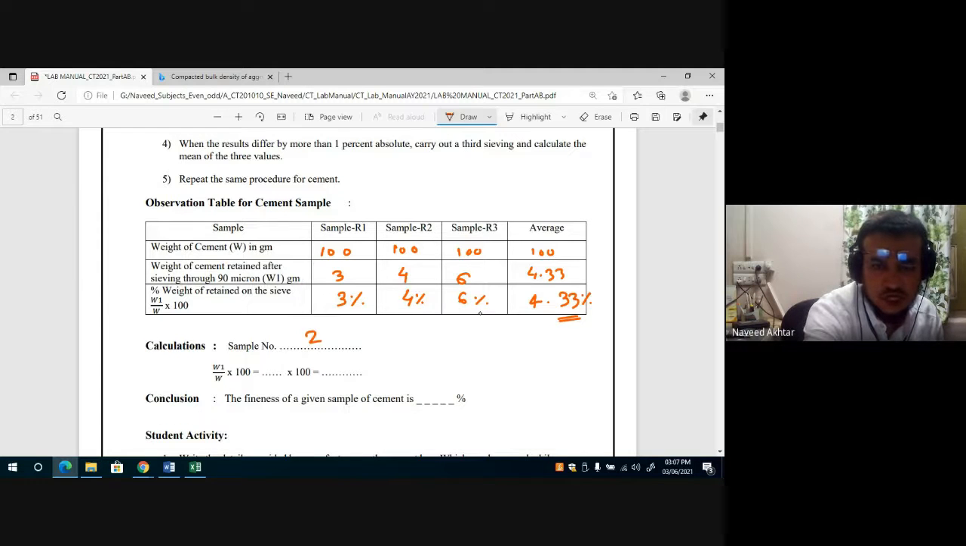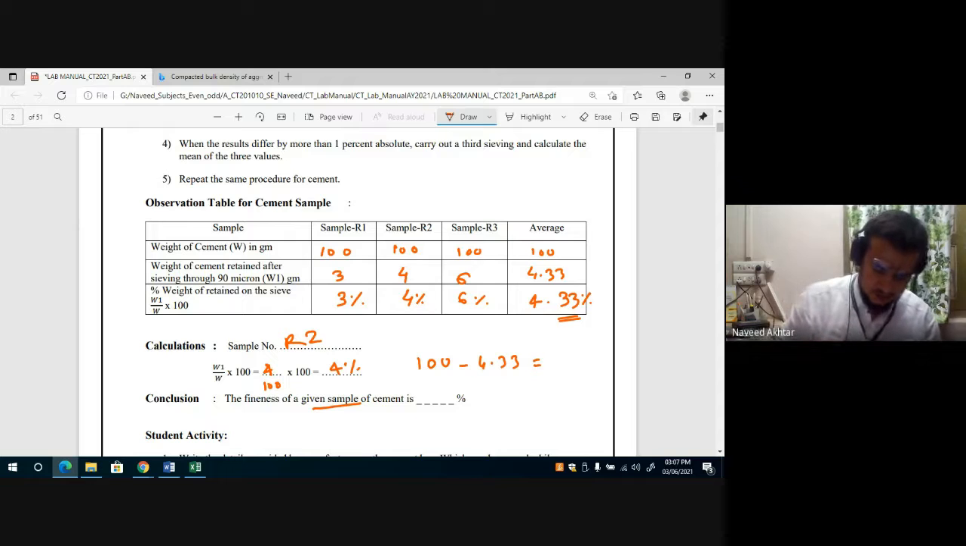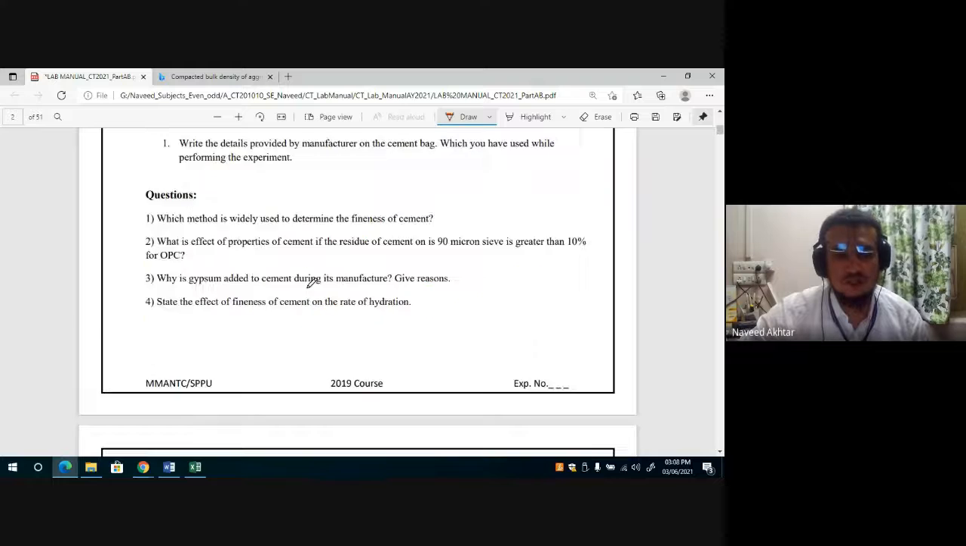You have done the sample collection for the R2 sample. Then W1 is 4, W2 is, W is 100, 4 upon W into 100 is 4%. The fineness of the given sample of cement you can find as 100 minus 4.33%. Okay, 100 minus 4.33, whereas the fineness of the sample is 95.67%. So this is the conclusion for that.